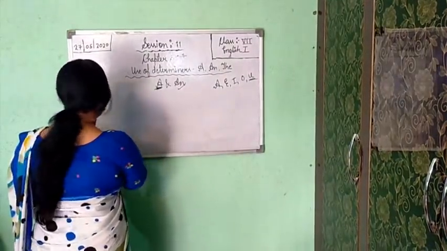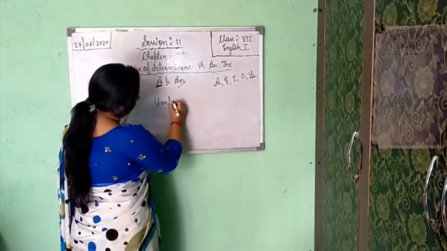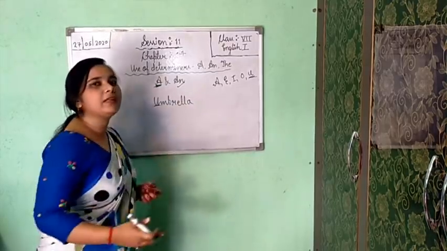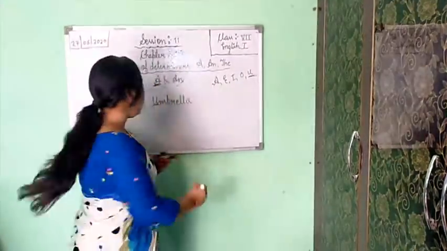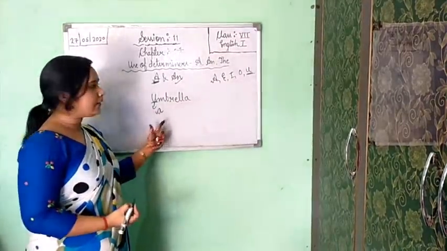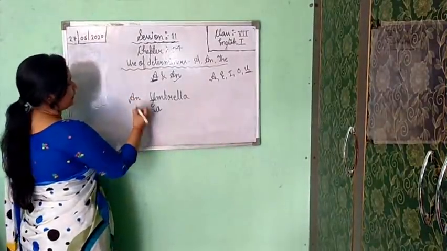Now see an example. Umbrella. Again you are getting U, but see the pronunciation of umbrella, it is giving the pronunciation of A, and A is our vowel, so we will put N here as the determiner.